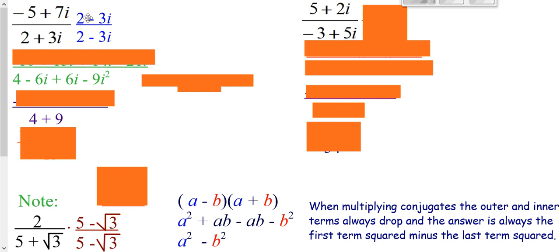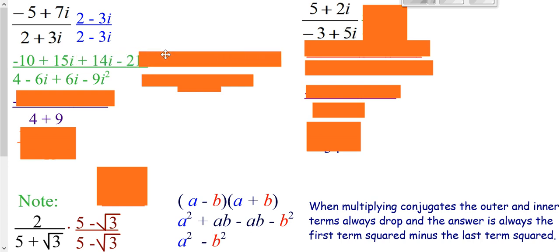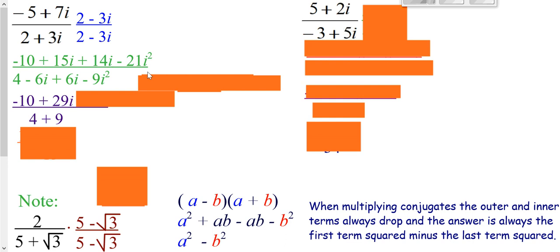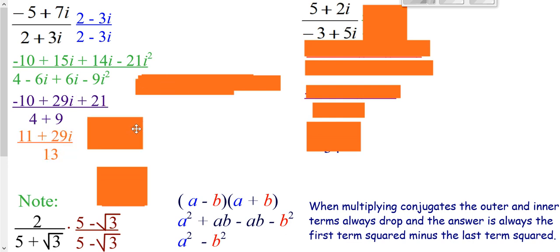So we'd also have to then FOIL the top. First terms, outer terms, inner terms, last terms. Combine together the inner and outer terms here, and we get 29i. i squared here at the end makes it a positive 21. Combine together our like terms on top and on the bottom, and we get 11 plus 29i over 13.